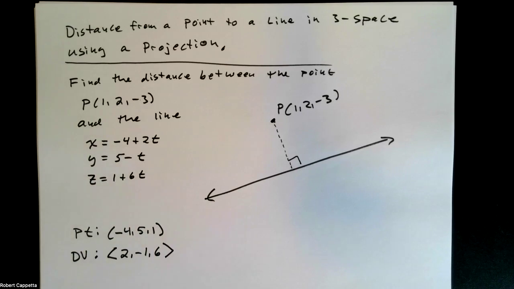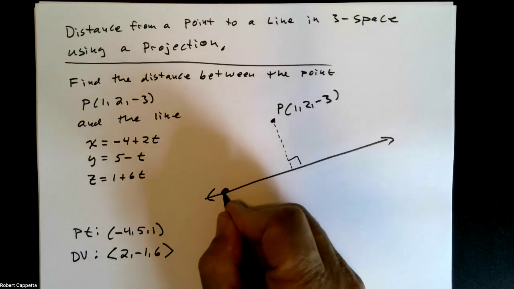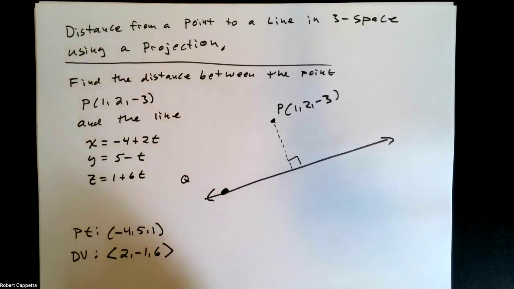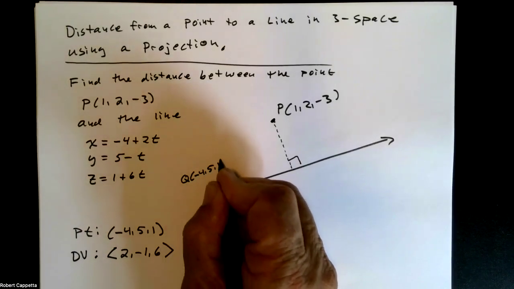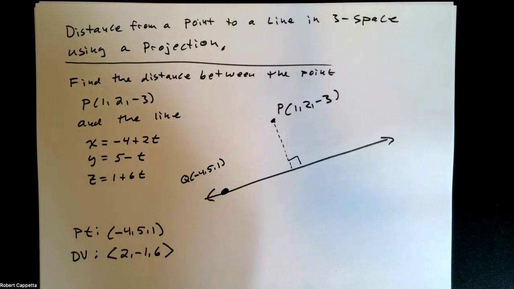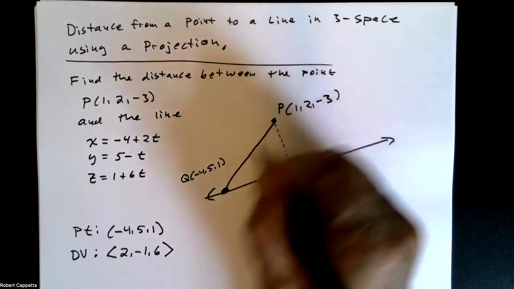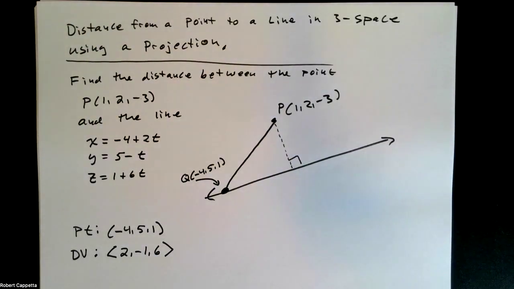So what are we going to project? How are we going to use it? We picked a point Q on the line. Here's our point Q, and that point is (-4, 5, 1). And from Q, we're going to construct the vector QP. So what is that vector from Q to P?